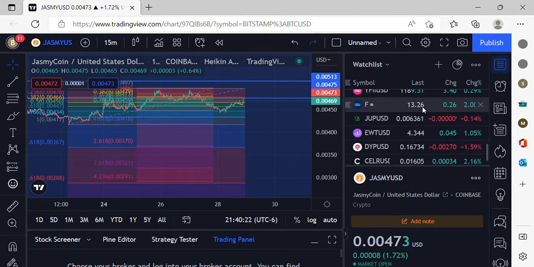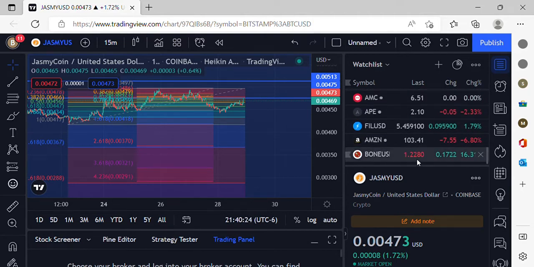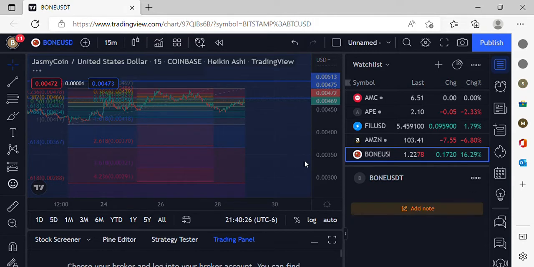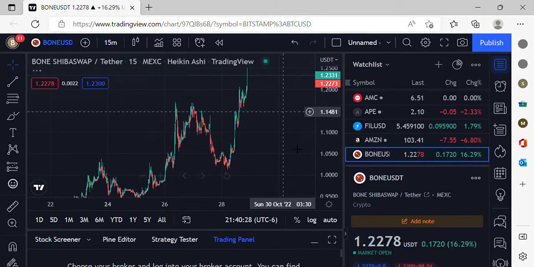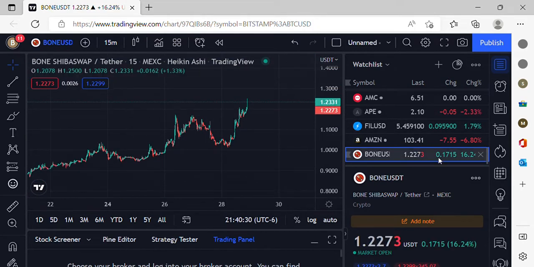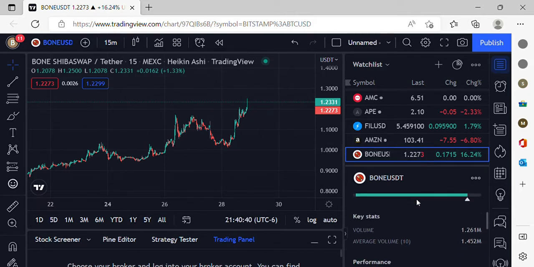and then the Bone was getting some decent 16% up as well. We got Bone making some movement, and check that out. Yeah, that's looking pretty good up there. It's up already almost 17%. Loving that. That's that new Bone Shiba swap that we put up there yesterday, and it's looking good tonight. I'm definitely excited to see where we're going with that. Looks like it's good.